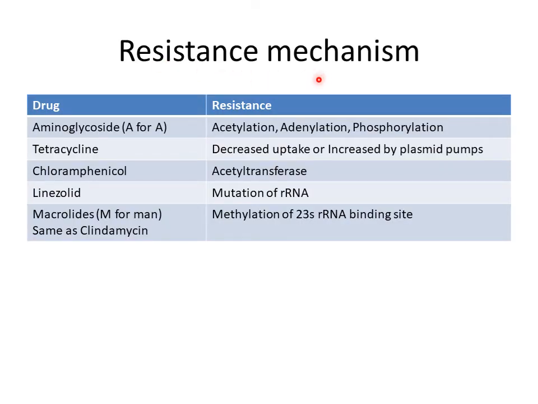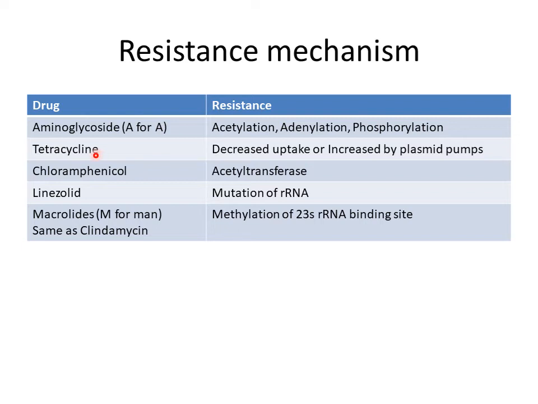There are not many mnemonics except for aminoglycoside and macrolides. The bacterial resistance to aminoglycoside is caused by acetylation, adenylation, and phosphorylation, or even methylation of the drug. So remember A for A. Resistance to aminoglycoside is mediated by acetylation, adenylation, and phosphorylation, and you can add methylation of the drug.